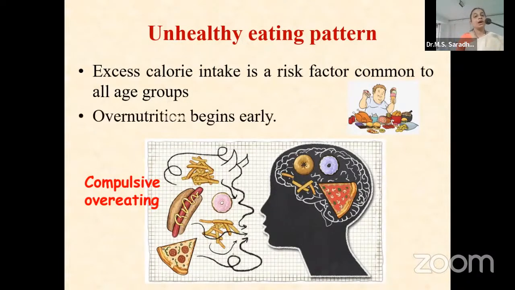Okay, so now excess calorie intake is a risk factor common to all age groups. Okay, now overnutrition begins early. Whenever you're hungry, you have impulsive fondling of certain foods which is not required or which is not suitable for you, but still you tend to put your hands onto those foods. So prevent yourself from that compulsive overeating to prevent yourself from getting obesity or overweight.